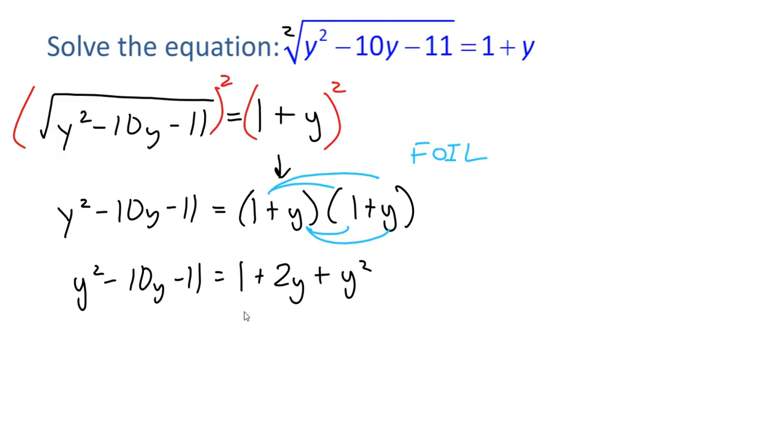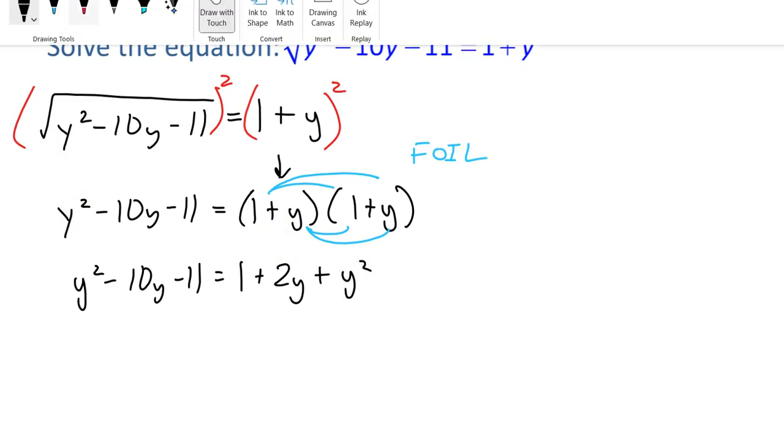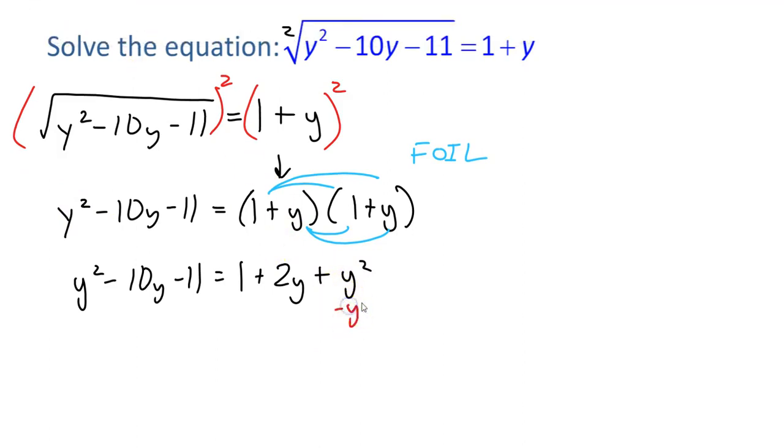Now let's get everything over to one side. Notice I've got a y squared here and a y squared here, so I'll subtract off the y squareds. Now I no longer have a quadratic. That's good news. I'm only going to end up having one answer, so we can continue on.